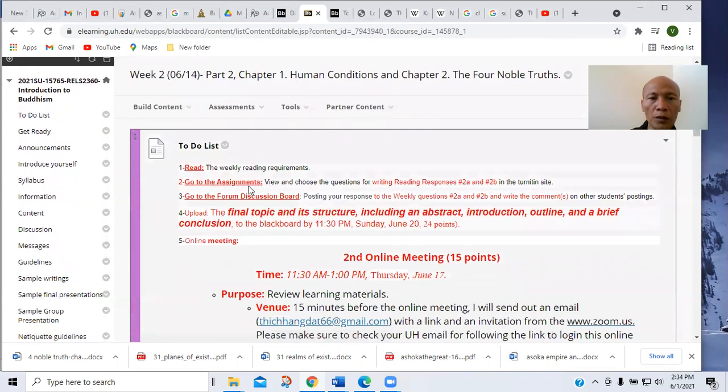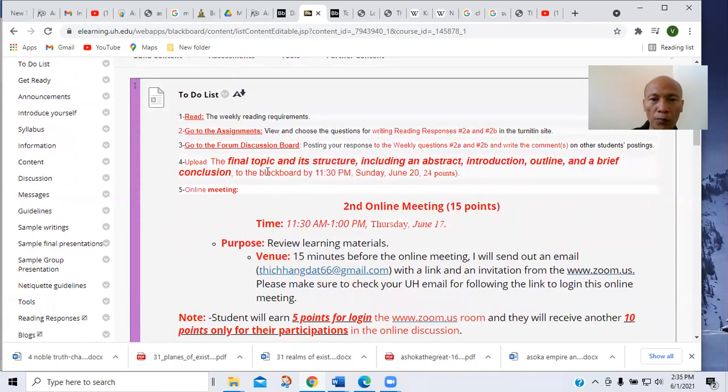So you click here, and here is the to-do list: read the weekday reading requirements, go to assignment, write the reading responses 2A and 2B, and submit them to the Turnitin site. Go to the forum discussion board, do the weekly question 2A and 2B, and upload the final topic and its structure, including an abstract, introduction, outline, and a brief conclusion by June 20, 24 points.